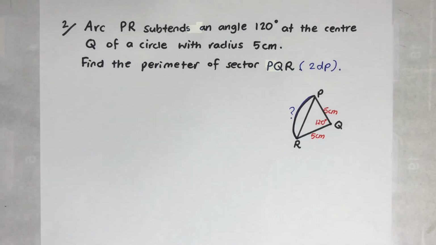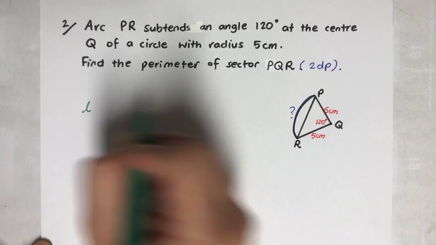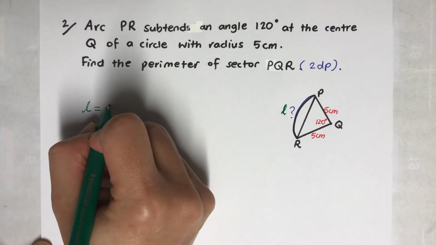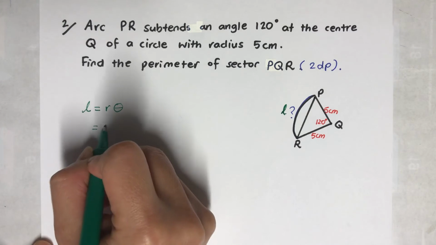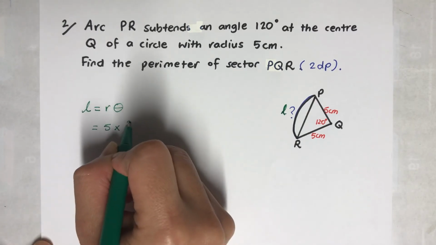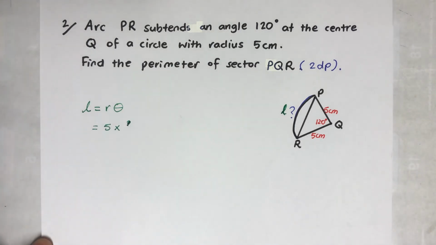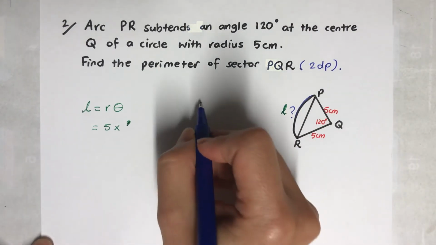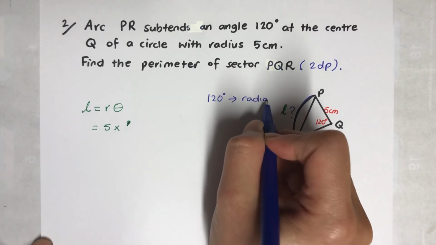Okay, so let's have a look at that arc PR. I'm going to call it L. Okay, L. L equals r theta, and it's 5 times 120. Okay, so this is the part that I was talking about beforehand. We need to change this 120 into radians because it's in degrees. So what I'm going to do is 120 degrees into radians.